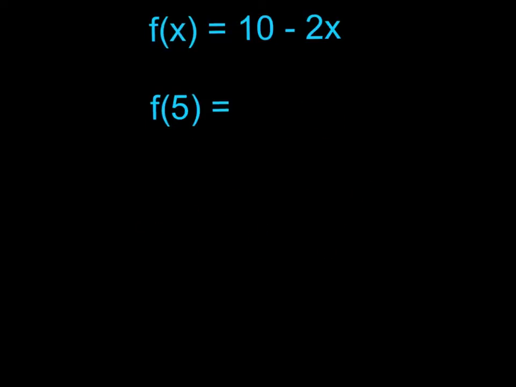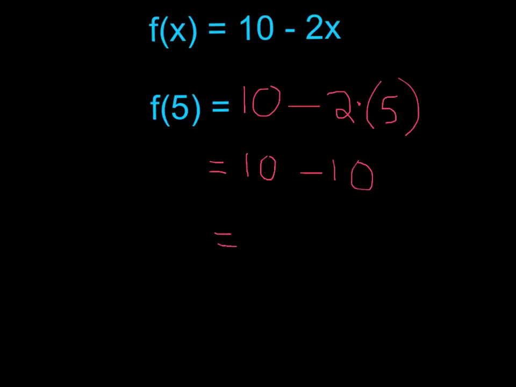Okay, next example. f of x equals 10 minus 2x, and we're solving for f of 5, which just means solve for x equals 5. So we have 10 minus 2 times 5. Don't forget order of operations. You don't just go left to right, we have to multiply before we subtract. So 2 times 5 is 10, so we have 10 minus 10, and that equals 0. So f of 5 equals 0.